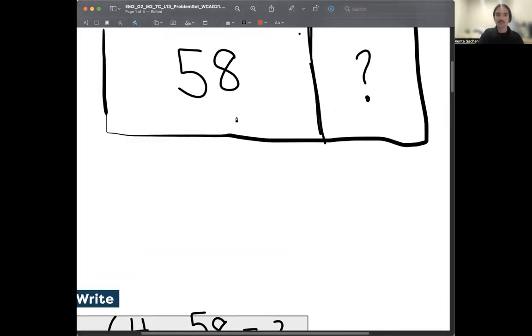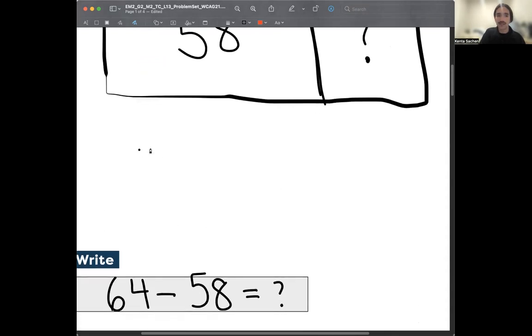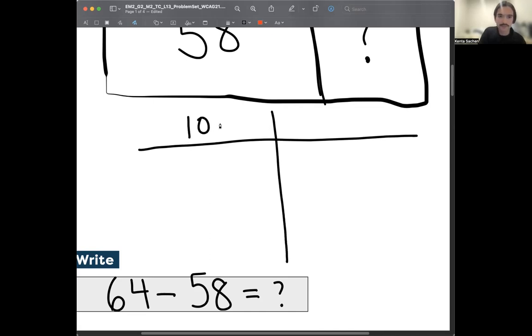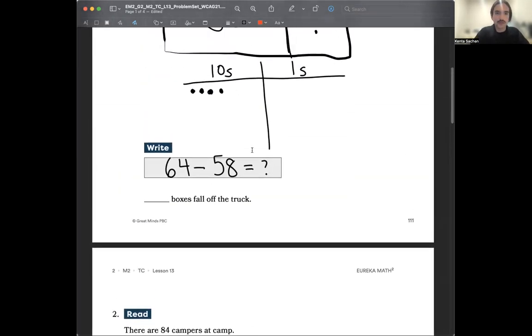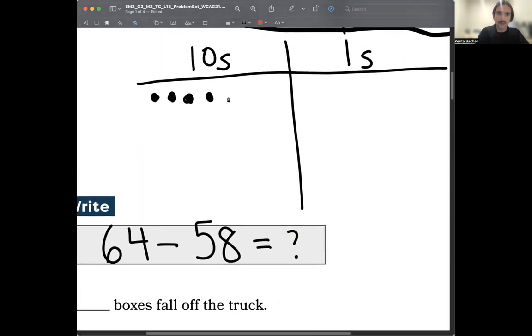So just like with our addition, we're going to make a place value chart. We're going to have our 10s and our 1s. Okay. Now, we're going to draw the boxes that we start with. So 64. So we're going to have 6 10s. Draw this with me. Try to keep this in groups of 5. So 5, 6, and 4 ones.